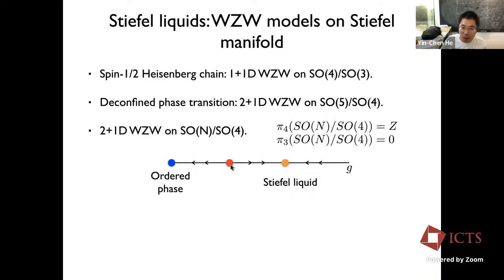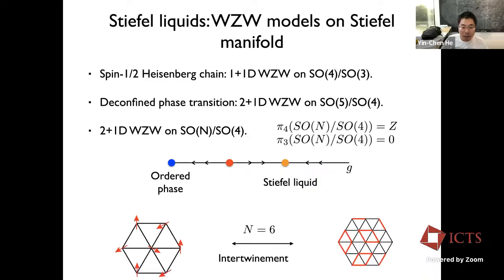If the interaction is strong enough, we'll have an order-disorder transition, after which we'll get a conformal fixed point, which is totally disordered, no symmetry breaking. And we call this conformal fixed point the Stiefel liquid. And it turns out that for n equals 5, that's really just deconfined phase transitions.